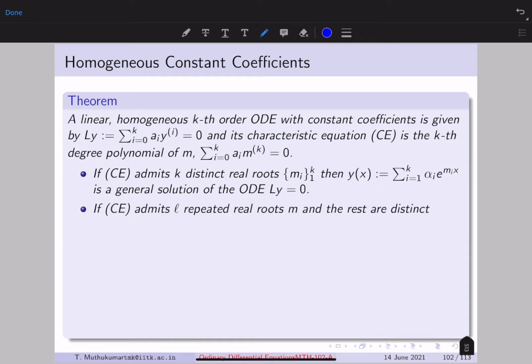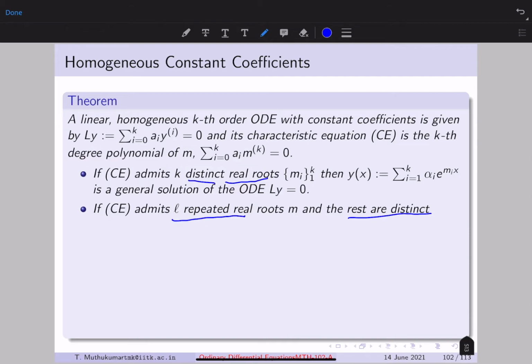Similarly, the second statement is that in some cases it can happen that not all the real roots are distinct. Some of the roots could be repeated and the rest of them are distinct, right? So in m1, m2, m3 up to mk, some of the mi's might be the same, which is called repeated roots. You have seen this even in a quadratic equation. You can have repeated roots.